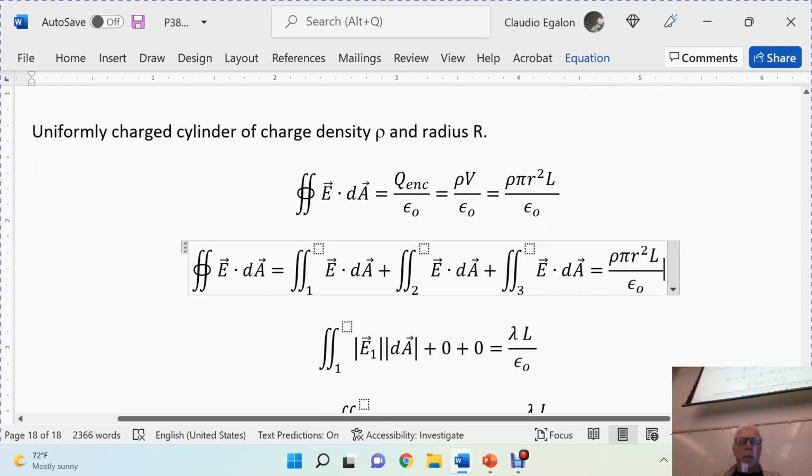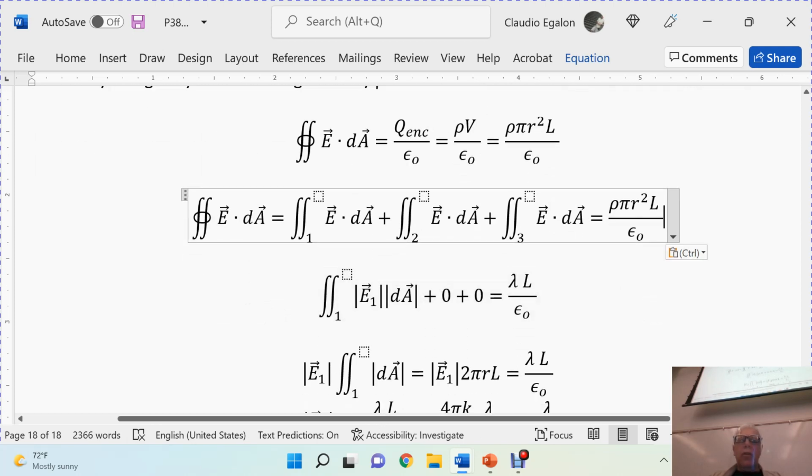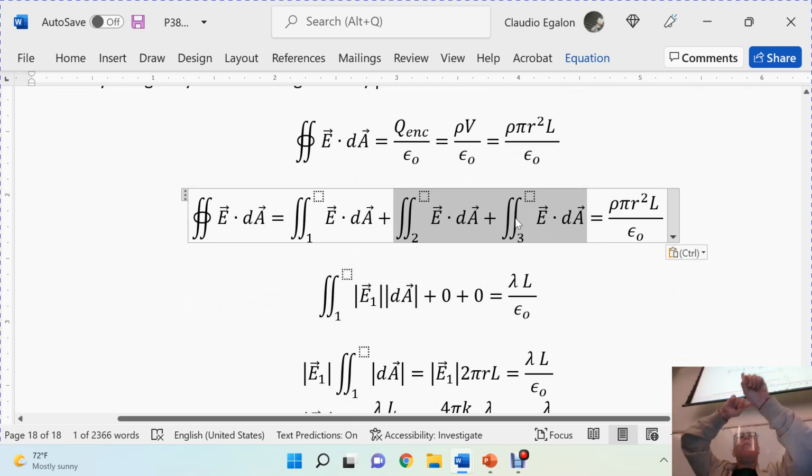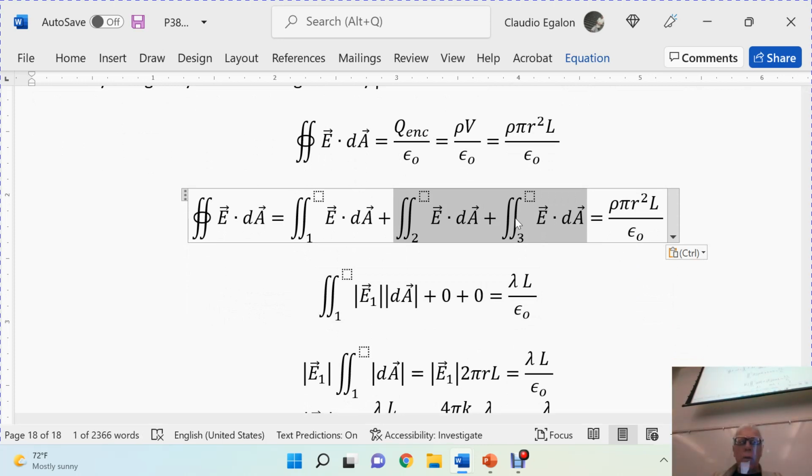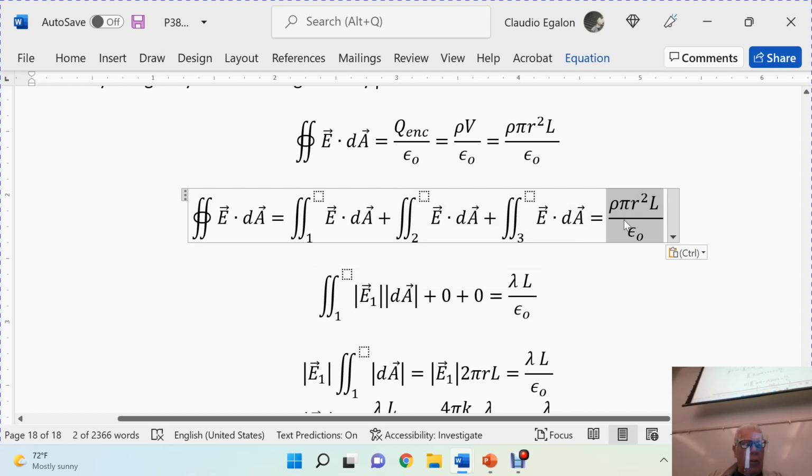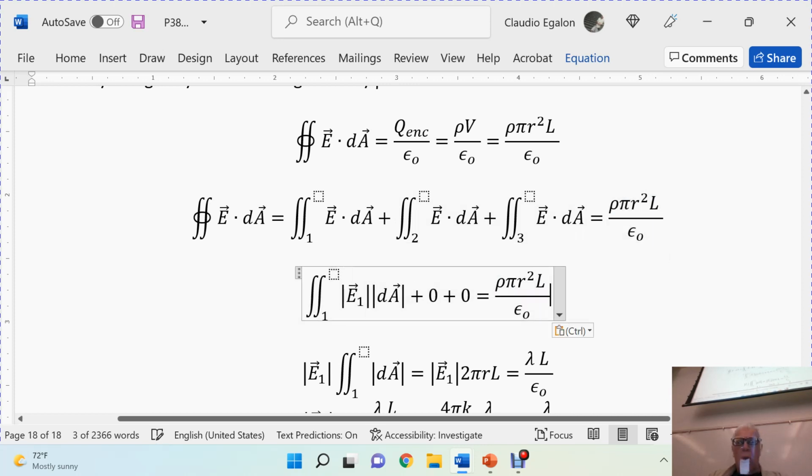Okay, surfaces 1, 2, 3. Just like before, the electric field at surface 2 and 3 is going to be 0 because the electric field is perpendicular to the area vector. And we are left with this integral along. What changes is the right side. It's not lambda L anymore, but rho pi r squared L.